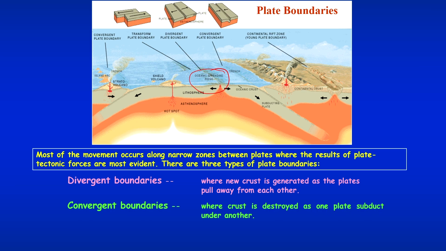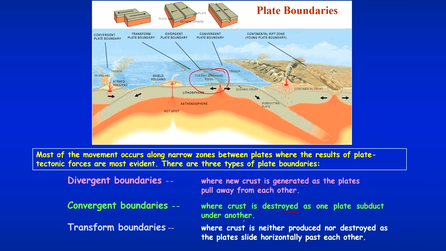Then we have the convergent plate boundary, where crust is destroyed. Okay. So, here new crust is generated, here you have the destruction of the crust as one plate subducts under another. And the third one is the transform plate boundary, where crust is neither produced nor destroyed. Okay. And these are somewhere over here like this. So, these are the transform plate boundaries, which do not make much difference in terms of destruction and construction or the formation of new boundaries.